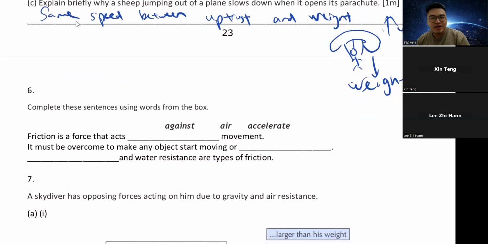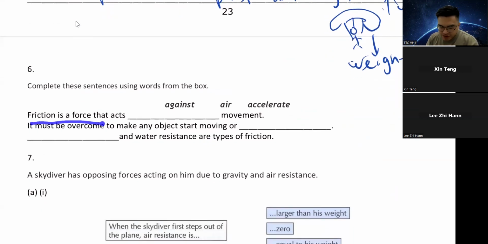Okay, do slow me down if you don't understand. Guys, this is for sure you're learning in physics again next time. Okay, friction is a force that acts against movement. It must be overcome to make any object start moving or accelerate. So air and water resistance are type of friction. Air resistance.